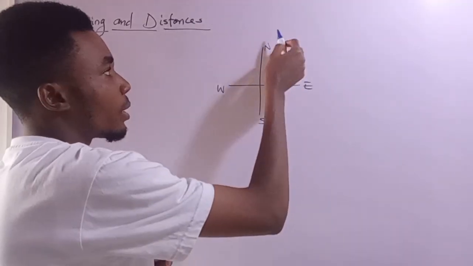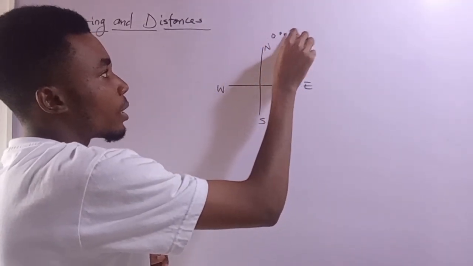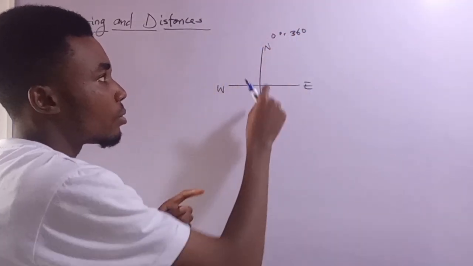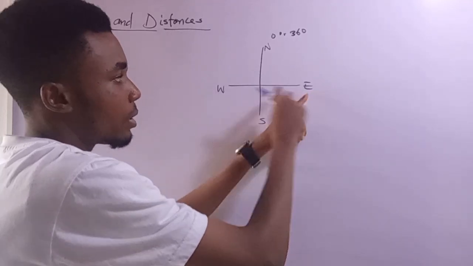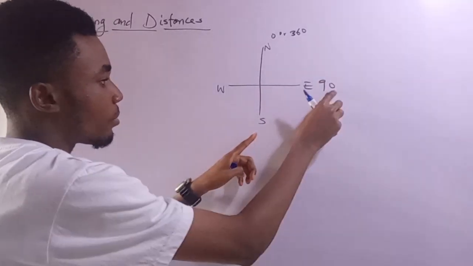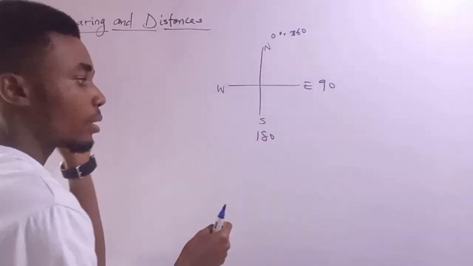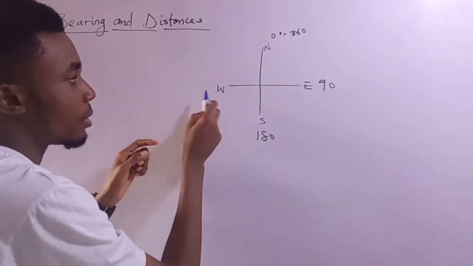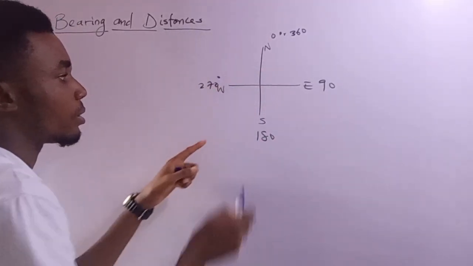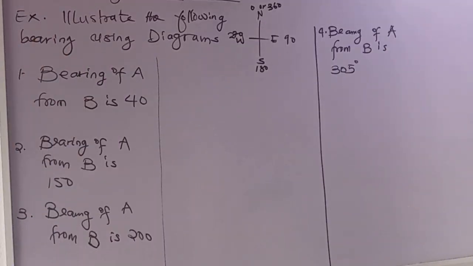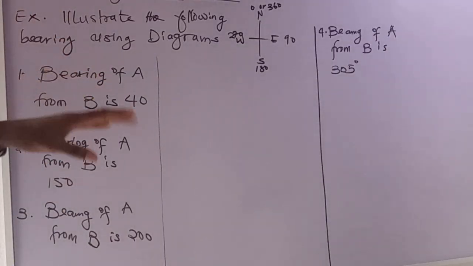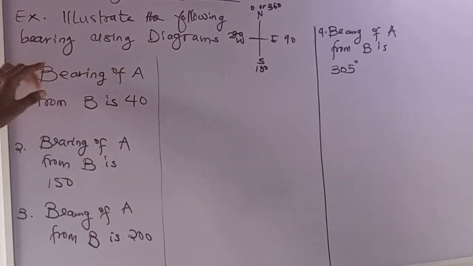So our North here can be our 0 and as well can be our 360 degrees. So from 0 to East makes 90 degrees, and from this to that makes 180, which is a straight line, and from 180 to the West gives us 270 degrees, which is the western line. So let's consider the following examples, which say: illustrate the following bearings using diagrams.